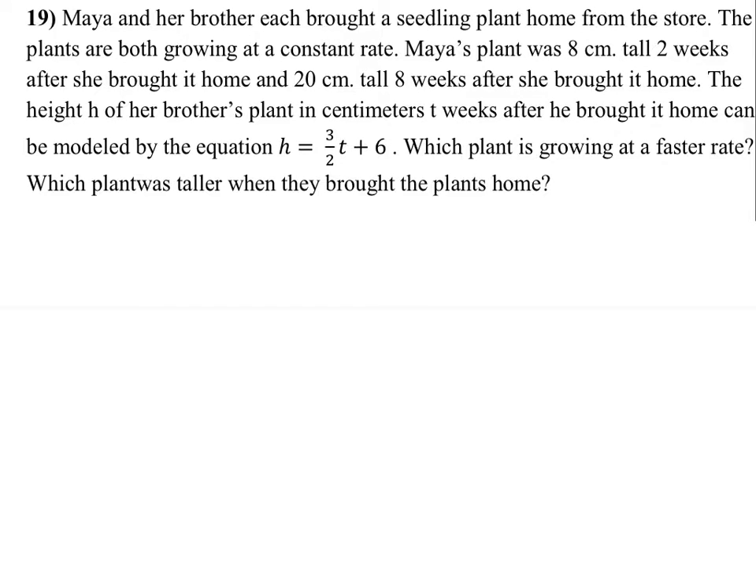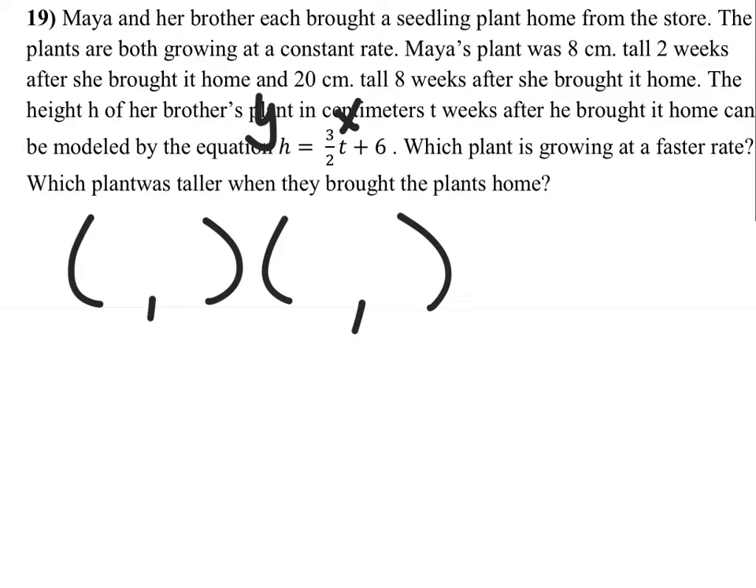Which plant is growing at a faster rate? All right. Well, how fast is Maya's growing? Let's go ahead and make these coordinate pairs, or ordered pairs. By the way, the T is the time, which is independent. The height is dependent. So the height will depend on the time. So when we make these ordered pairs, we know which is which.